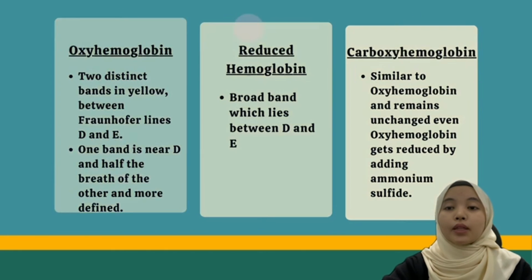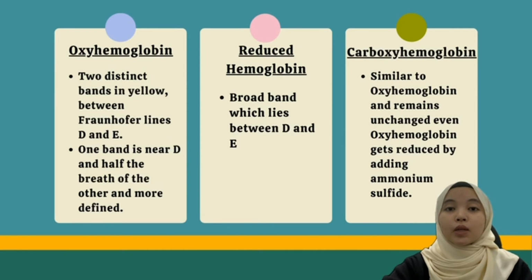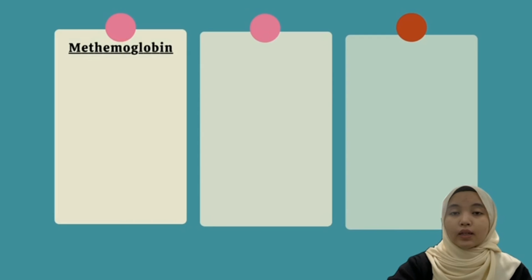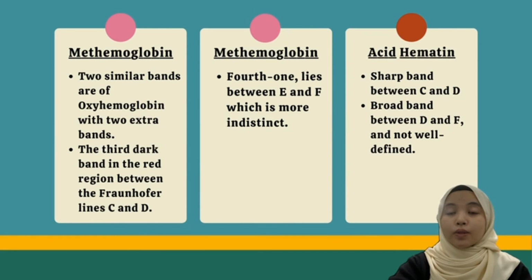Even oxyhemoglobin gets reduced by adding ammonium sulfide. In methemoglobin, two similar bands are of oxyhemoglobin with two extra bands. The third dark band lies in the red region between the Fraunhofer lines C and D, and the fourth line lies between E and F, which is more indistinct. Whilst acid hematine shows a sharp band between C and D with a broad band between D and F but not well defined.